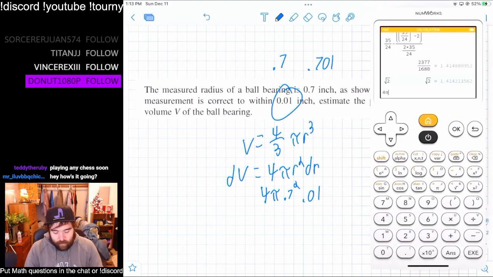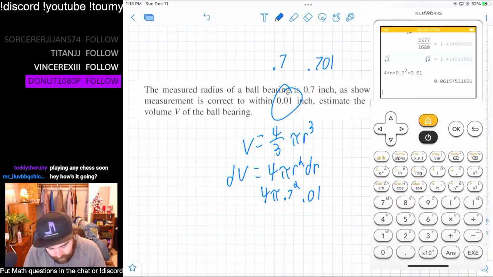Why is it estimated? Because we just used the tangent line instead of actually doing it. I guess my other question is, why is this supposed to be easier than actually plugging in the values if we have to come into the calculator anyway? So I got 0.0615. I mean, I suppose.